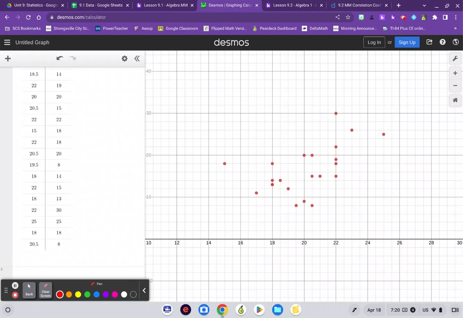Down here, there will be a little magnifying glass. It says Zoom Fit when you hover over it. If you click on that, then you'll be able to see these dots. Something I noticed about these dots is that if I were to draw a line through them, something like this, it looks like my dots are increasing. I have this positive slope.